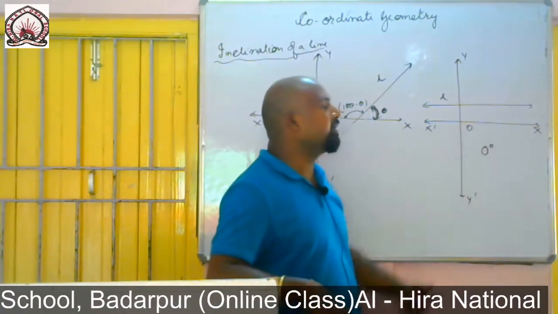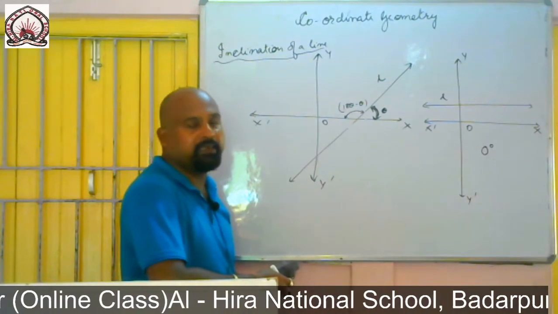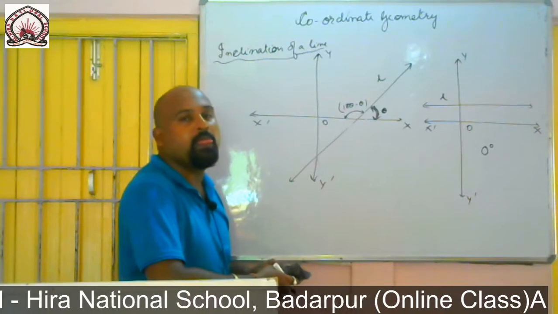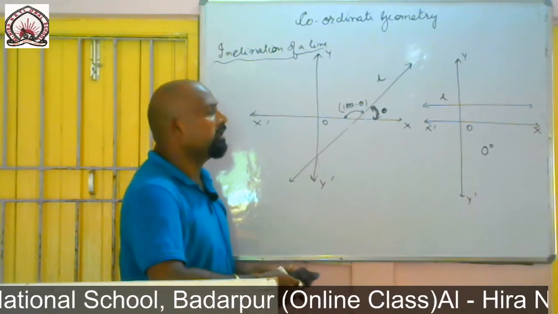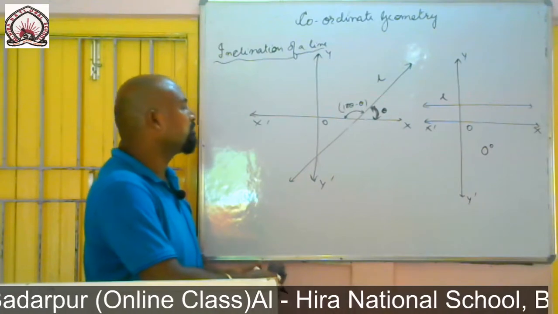We can say that when a line is parallel to the x axis, the inclination of the line is 0 degree.